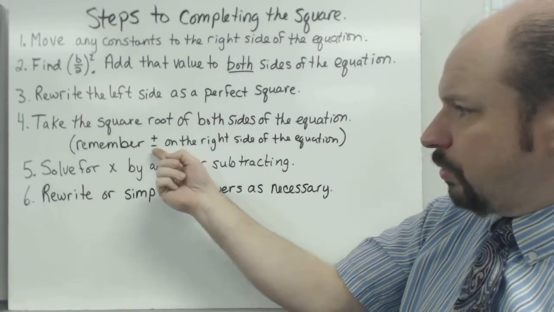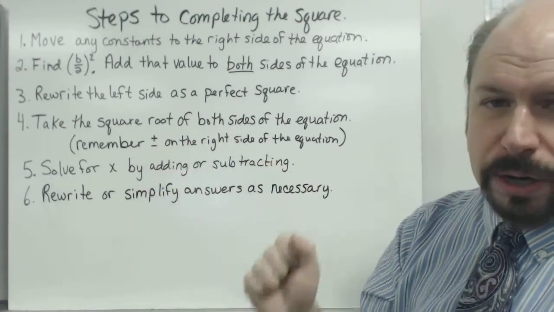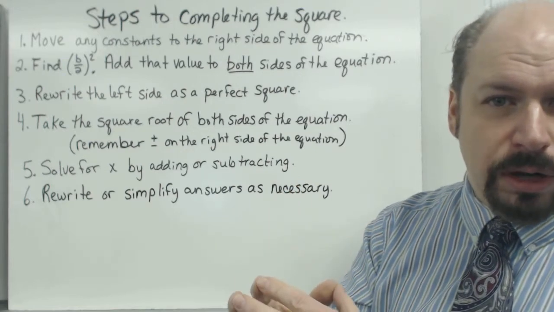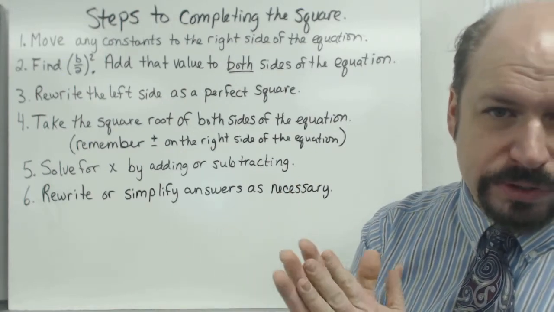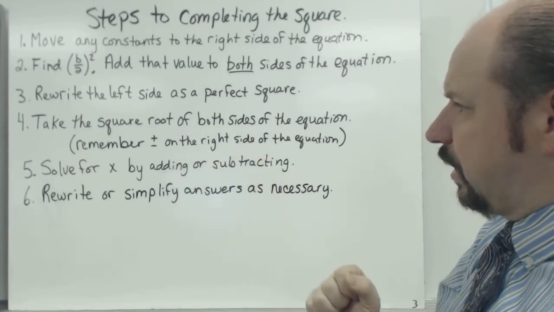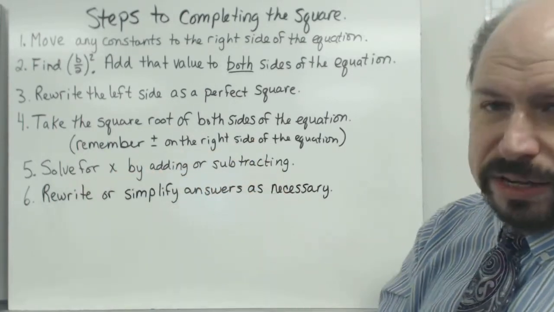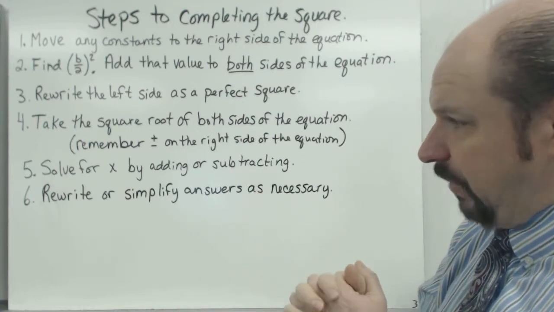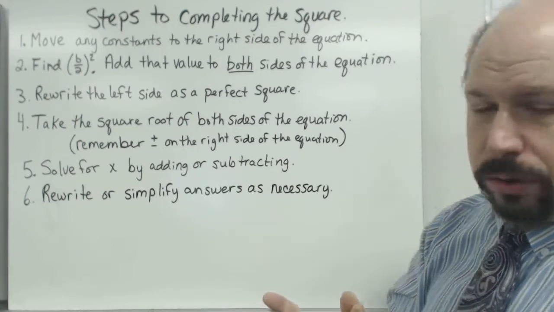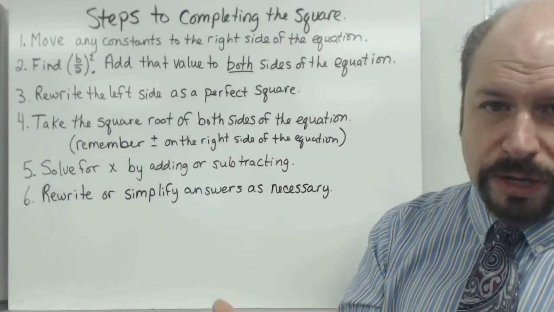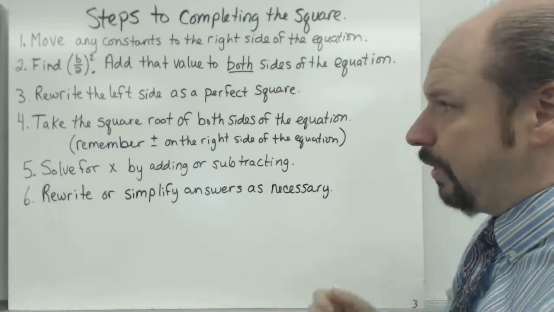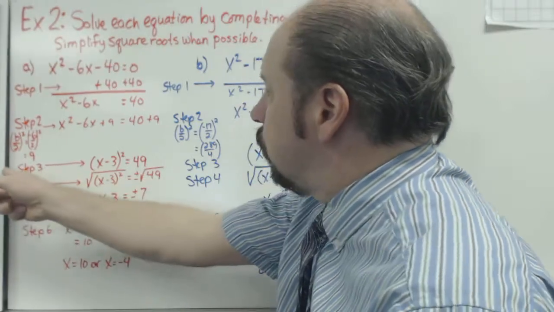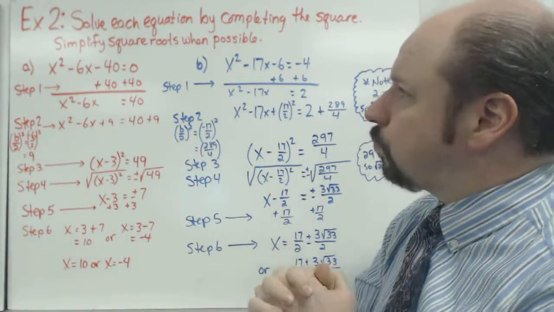The only thing to remember here is when we take that square root, we want to remember the plus or minus on the right side. So from here on, it is basically solving quadratic equations using square roots, which we did a couple sections ago. So take the square root of both sides, solve for x by either adding or subtracting whatever is left over after the x, and then rewrite or simplify your answer as necessary. Okay, so let's look at a few examples of actually doing that so that you can see these steps being used. Okay, so example 2.